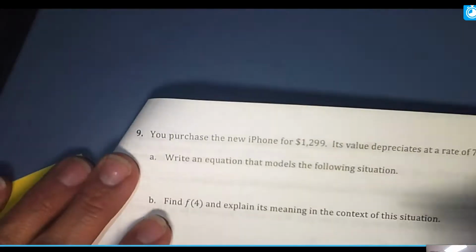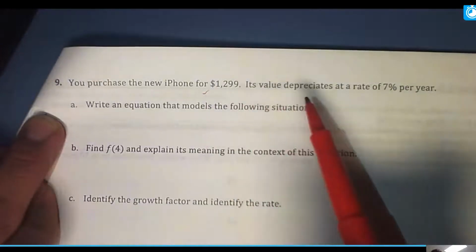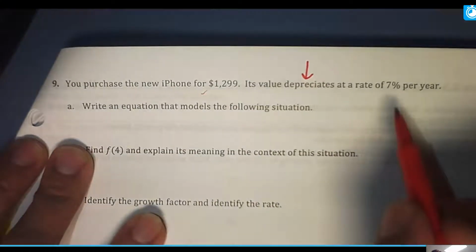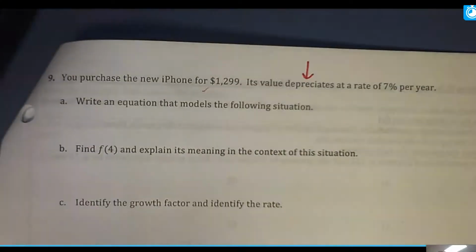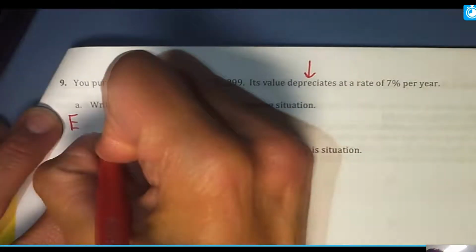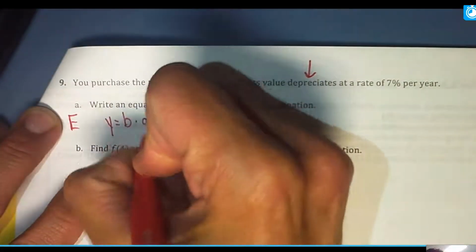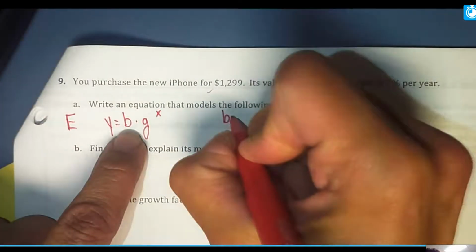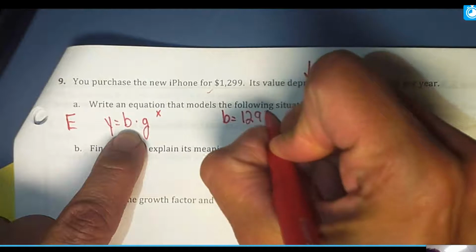So number 9, you purchased the new iPhone for, yikes, that's a lot of money, and it depreciates. Depreciates means the value goes down at a rate of 7%. Boom, I see a percent, guaranteed to be exponential. So we're going to be following this format. I'll just be writing it every time for you. And I need my beginning amount. So the beginning amount of the iPhone was $12.99.